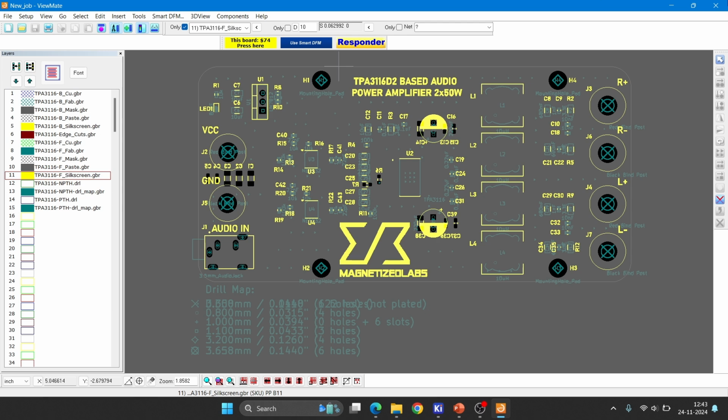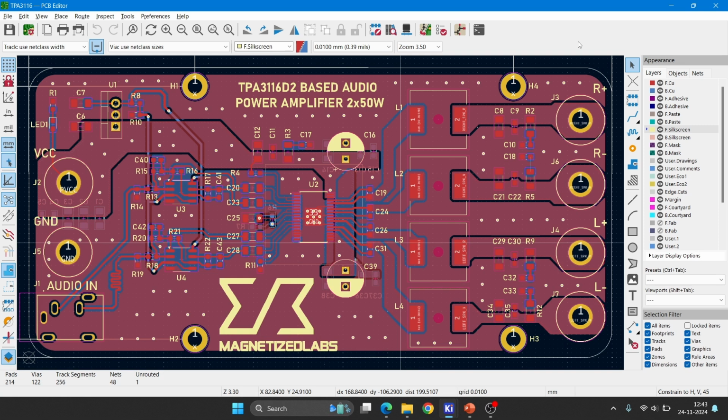That is it. This is how we have to design one PCB from scratch. This is the recommended activity, and if you have any doubts you can mention in the comment section.